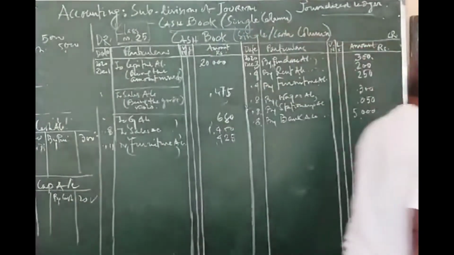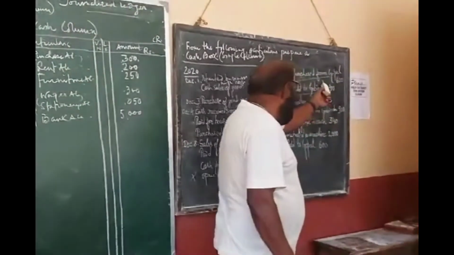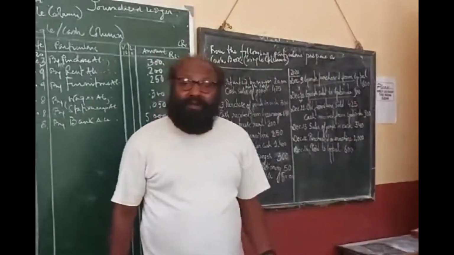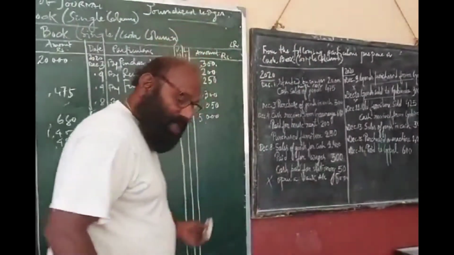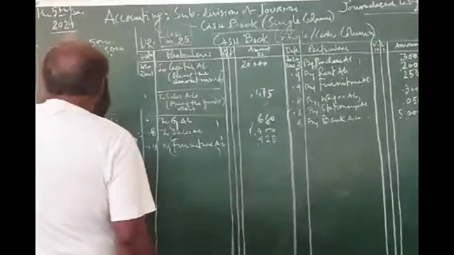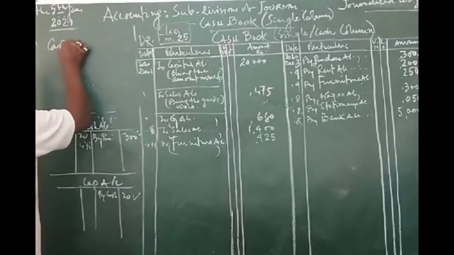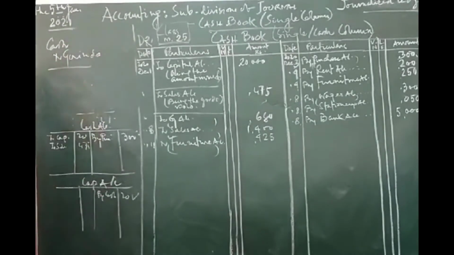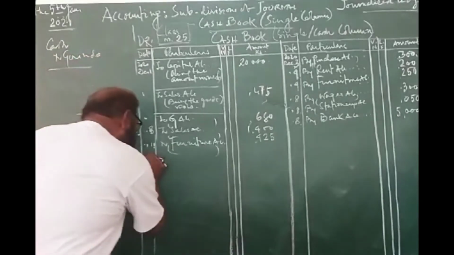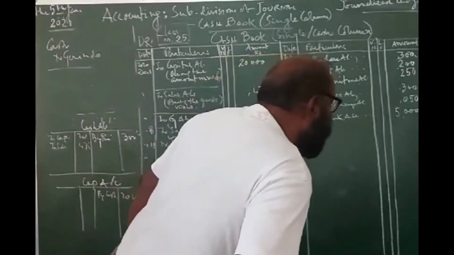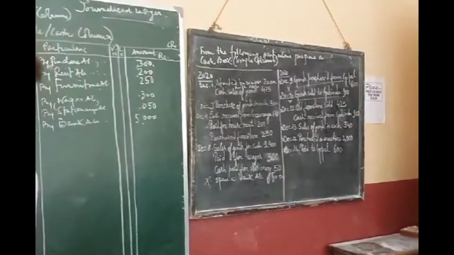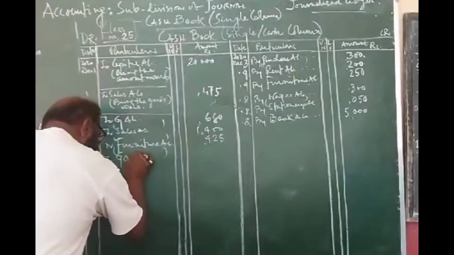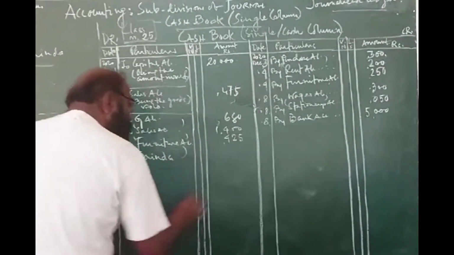Now next, cash receipt from Govinda. Earlier, on the 10th, you sold goods to Mr. Govinda, so it was Govinda account debit to sales. But now Govinda is giving you the amount. Now what is the journal entry? Cash account debit to Govinda. Now cash is debited, so in the debit side of the cash book you should write to Govinda. How much is this? 900.